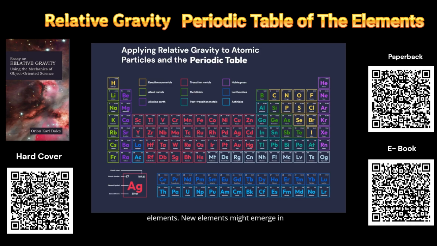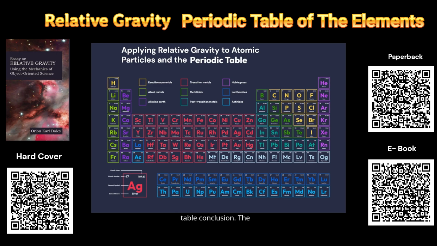8. Relative gravity and the search for new elements. New elements might emerge in environments with altered gravitational dynamics. Expanding the periodic table: elements beyond known limits may form in high gravity conditions, such as neutron stars, where new equilibrium states arise. Stabilizing superheavy elements: by engineering specific gravitational environments, we might stabilize superheavy elements, significantly extending the periodic table.